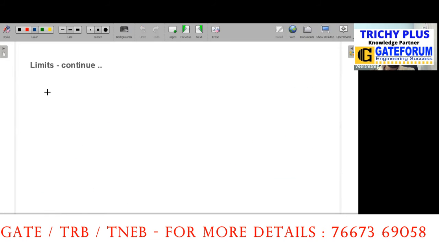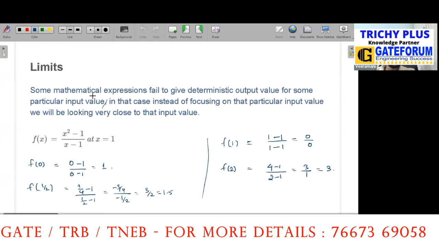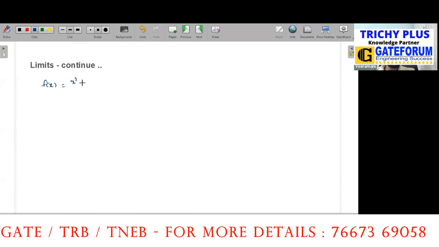Fine. So let's take the function f of x equals x squared minus 1 divided by x minus 1. Okay, fine. So now the problem is at 1. So what I do is find out f of 0.9. To find f of 0.9: 0.9 squared minus 1 divided by 0.9 minus 1.